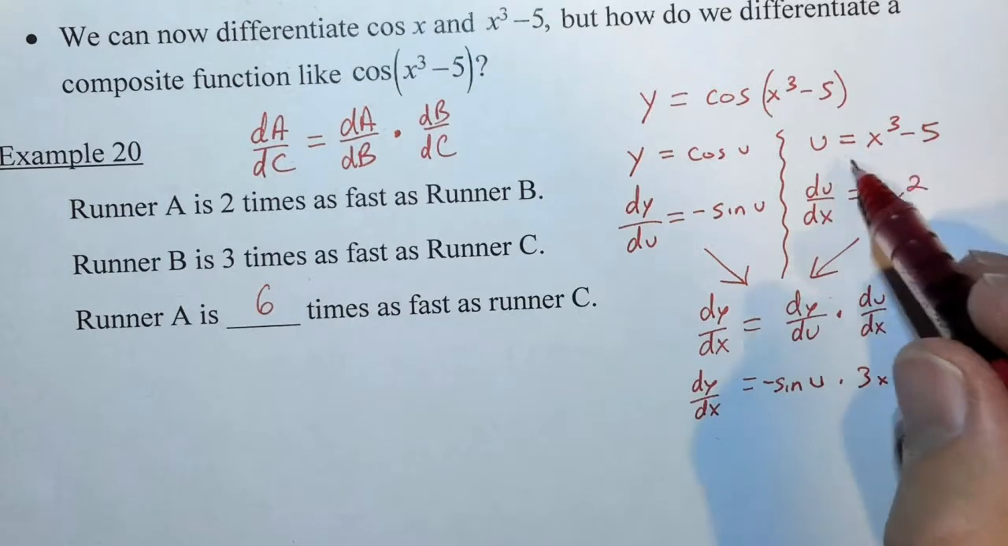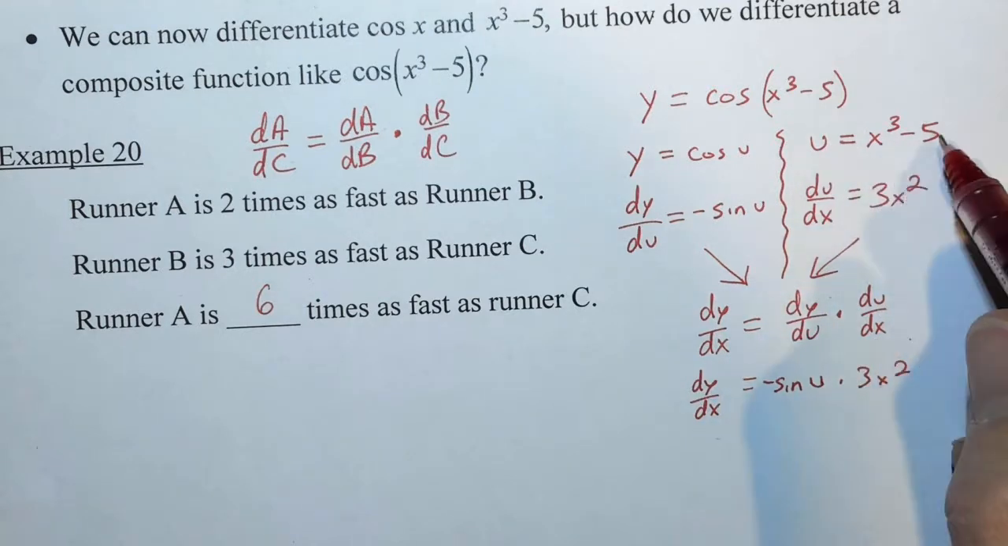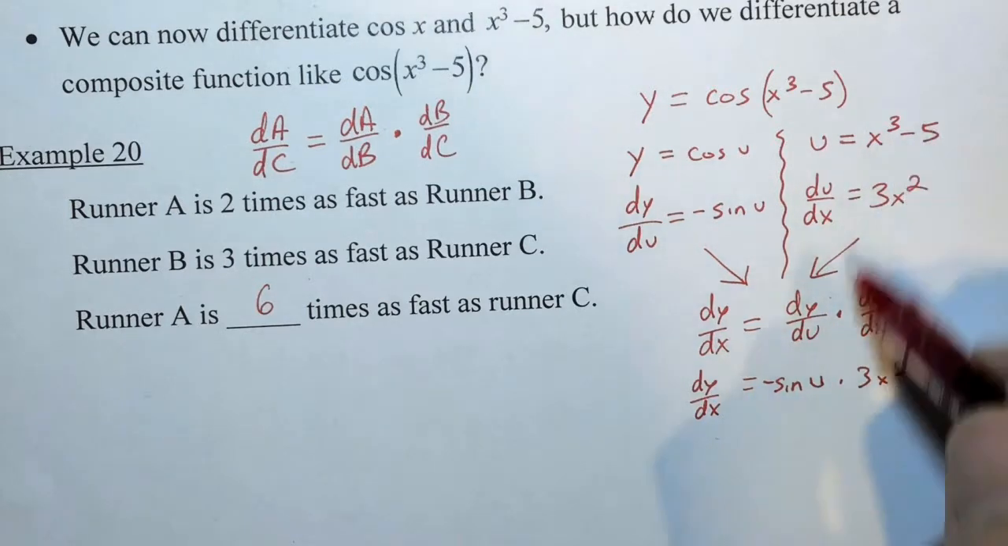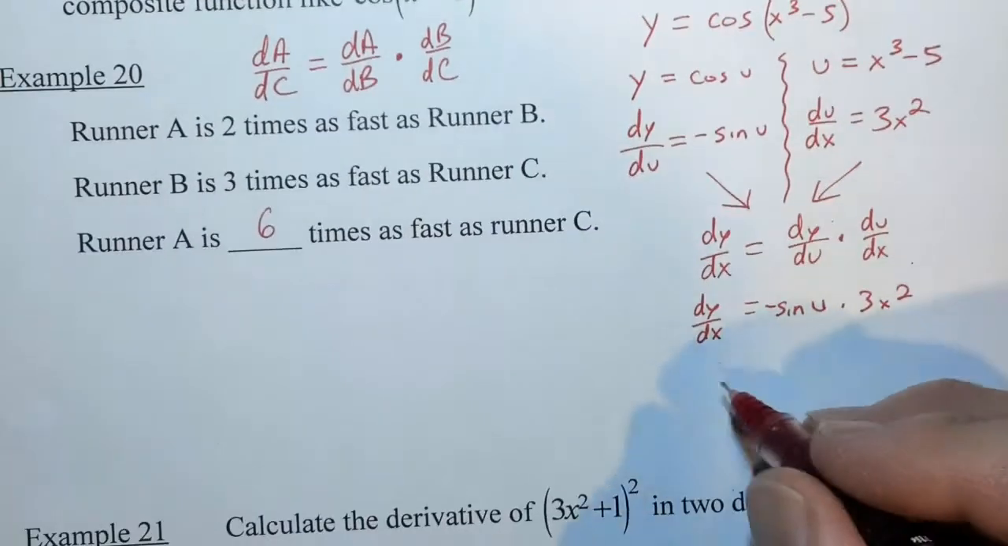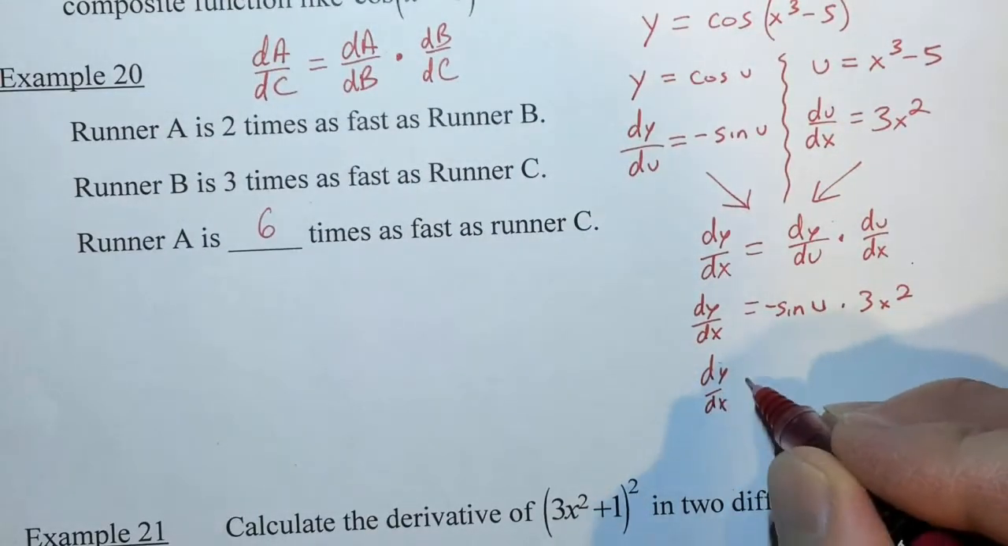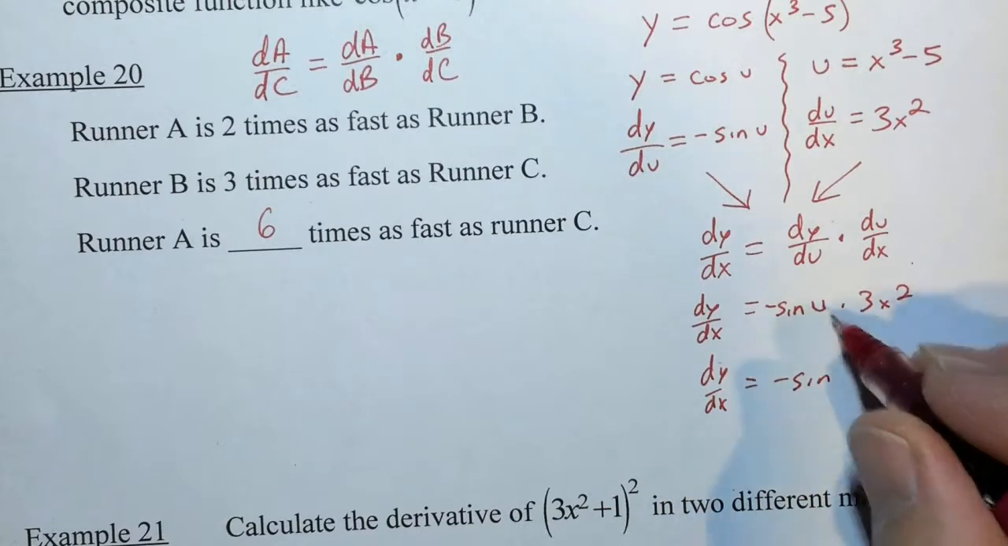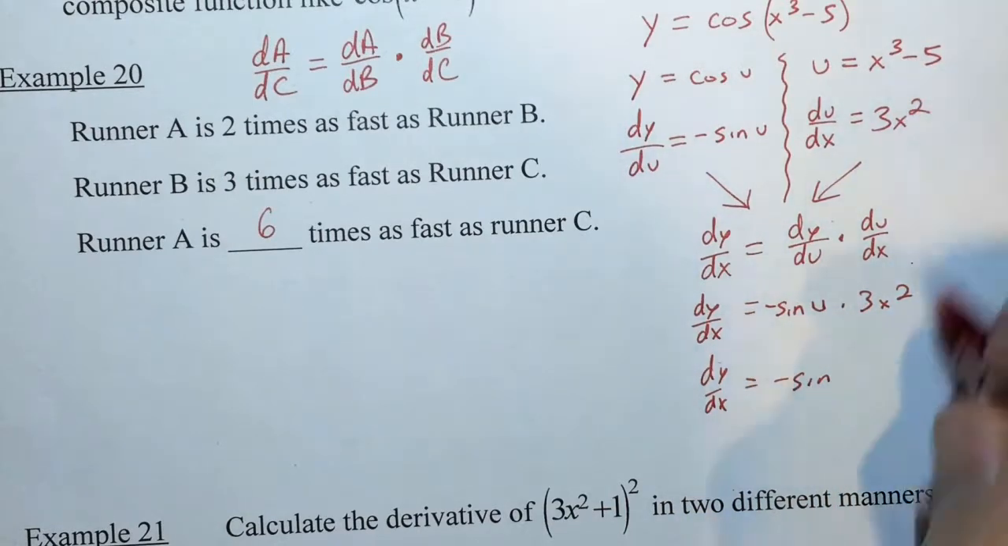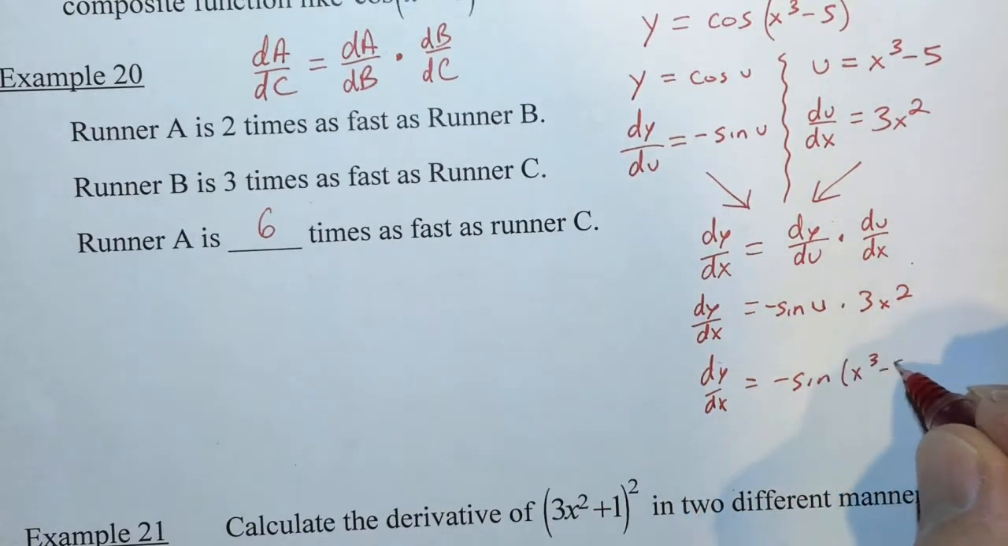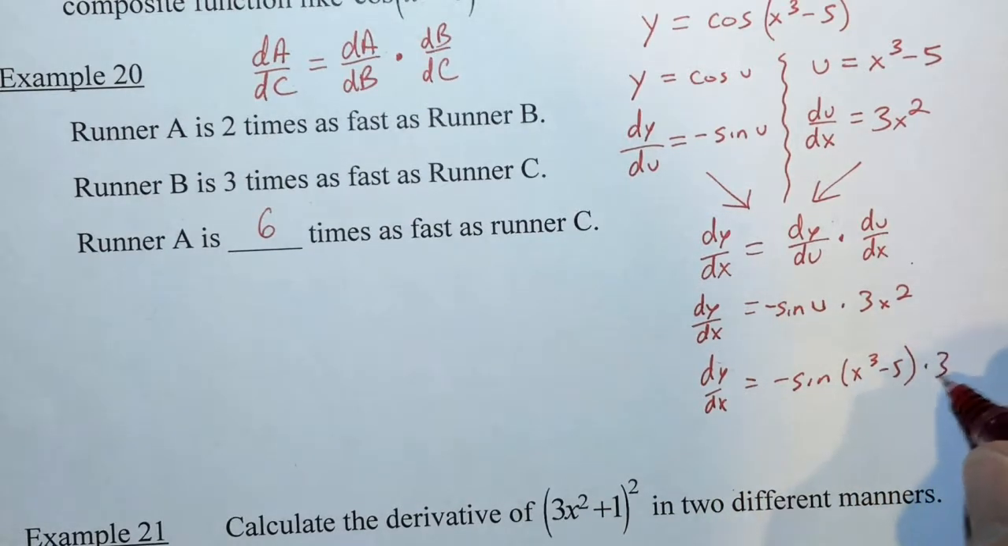So we have to go back to the top of the page. We see that u is equal to x cubed minus 5. We're going to sub the x cubed minus 5 back in. So dy dx will be the opposite of sine, and then instead of u, we have what u is equal to, which is x cubed minus 5. And we multiply that by 3x squared.